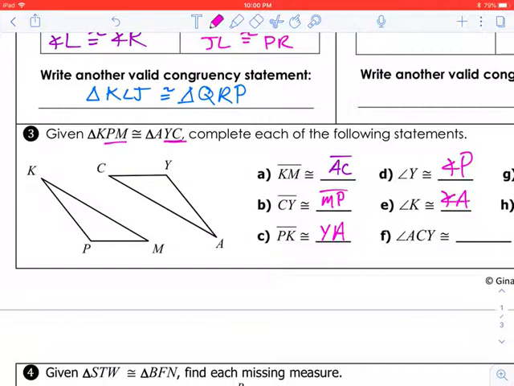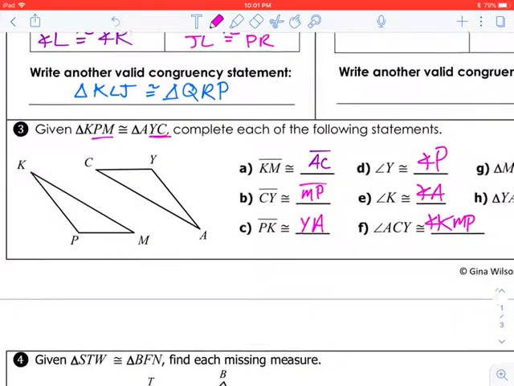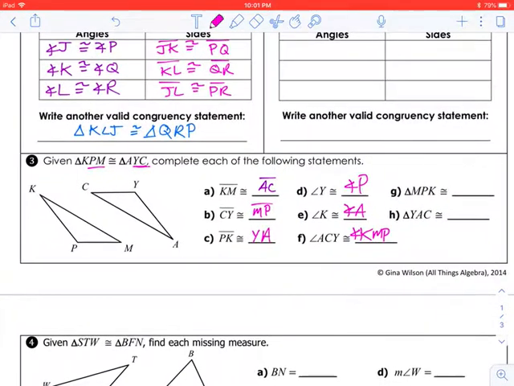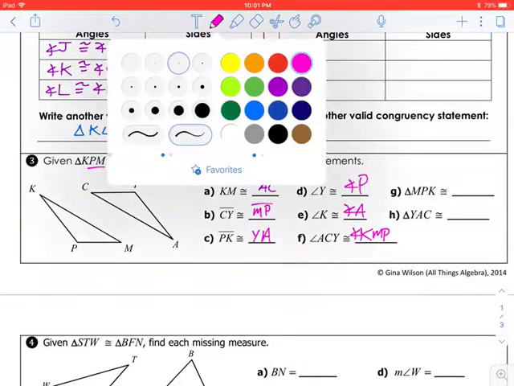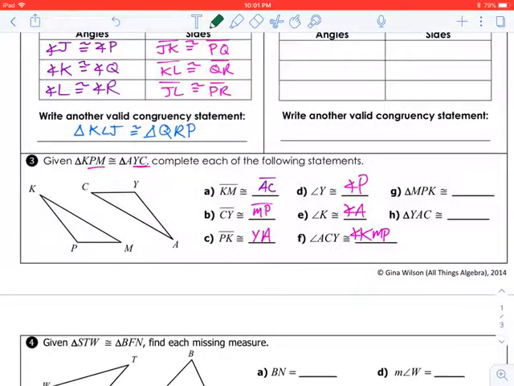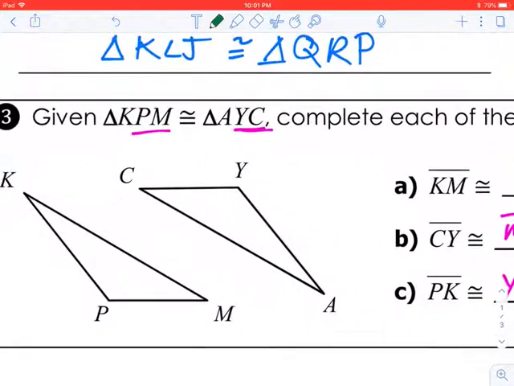ACY would be ACY, so KMP for that angle. And then look at the last two. These are different names for each of the triangles. So MPK. MPK goes MPK.